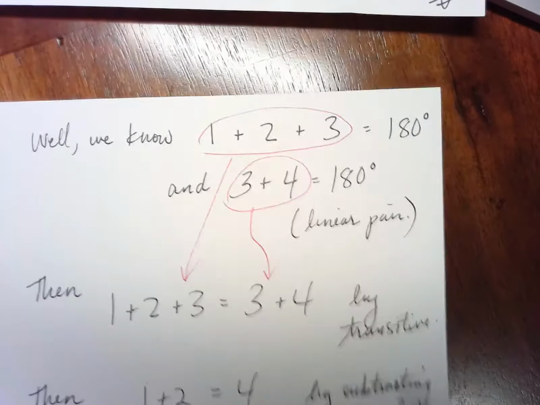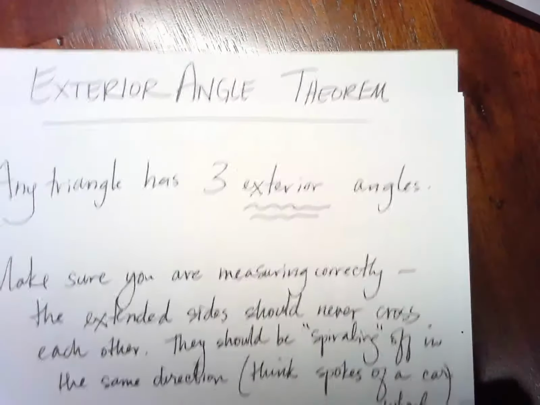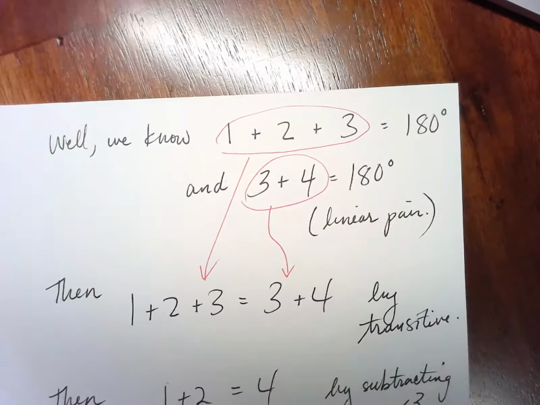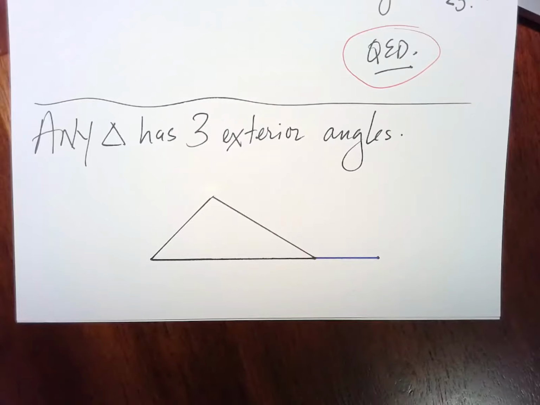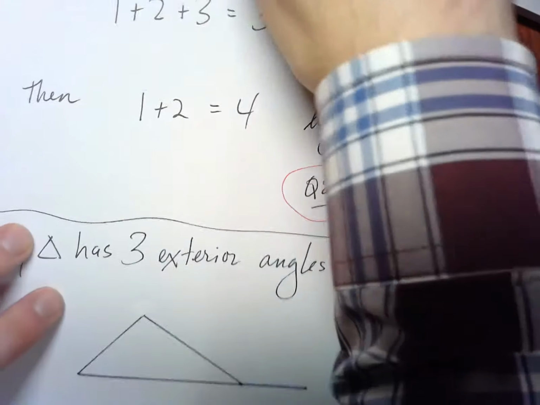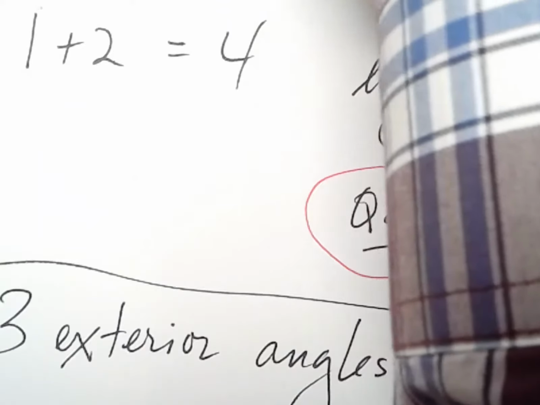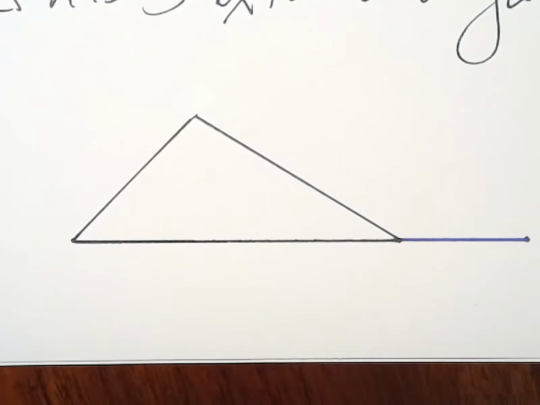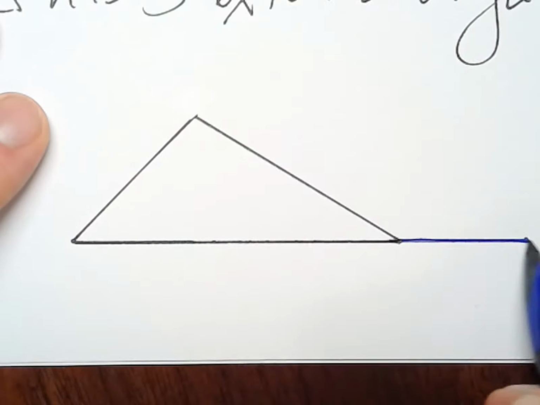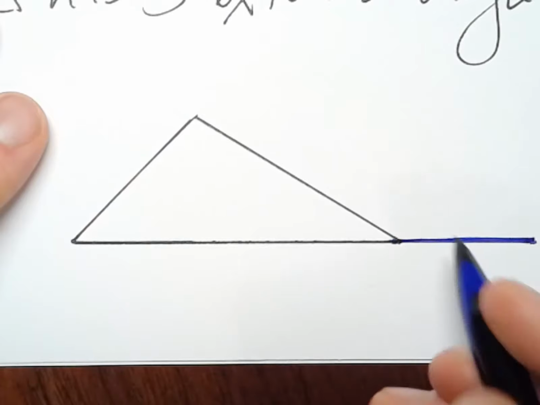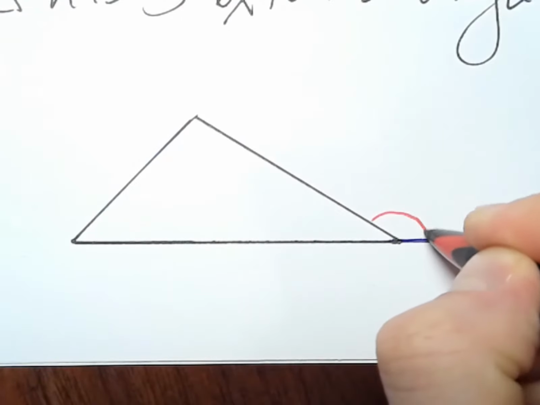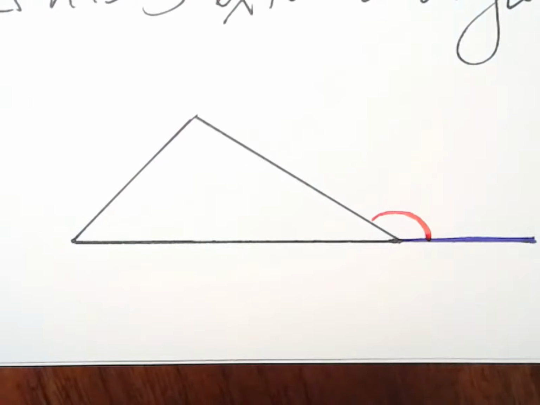Now I want to go back to what I said earlier, that any triangle has three exterior angles. I said that, but I didn't explain what it meant. And I mentioned this whole bit about spiraling off in the same direction. Well, this is what this is going to look like. Here is our same scenario that we were looking at just a second ago. So we have our regular triangle. We have already extended off one side, so we have this angle now. Here's one of our exterior angles.